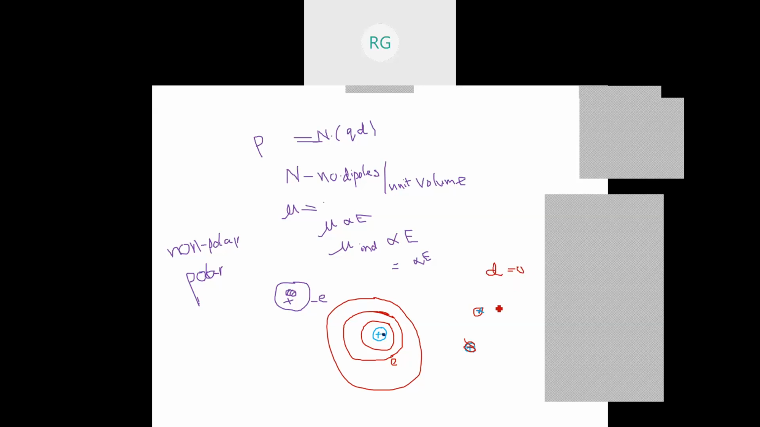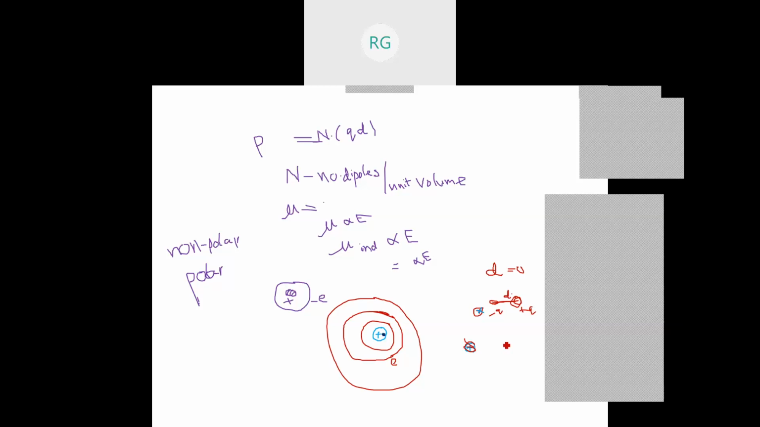We have seen that a dipole is nothing but two charges, equal and opposite, minus q and plus q, separated by a distance d. Now, if d is equal to 0, it means that they are exactly coinciding. Therefore, there is no dipole formation. So, in some materials, the center of gravity of negative charge exactly falls on the center of gravity of positive charge. Therefore, no dipoles are formed within the material.